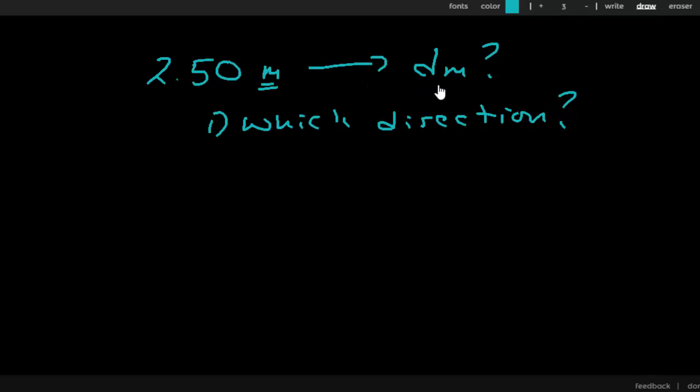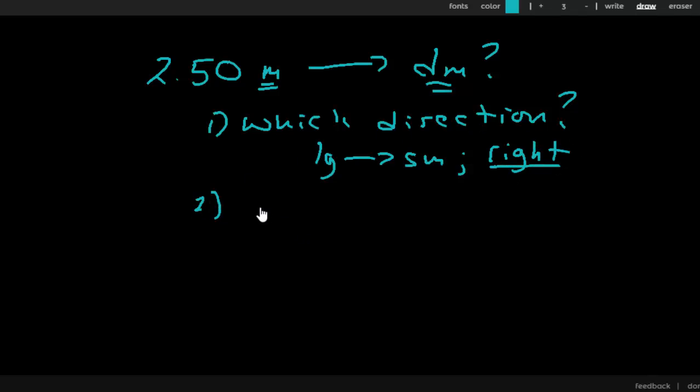All right, so I need to look at this. There's meters, there's decimeters. Meters is bigger than decimeters. So I'm going from a large to a small measurement. So when I go from large to small, that means that I'm going to be moving the decimal point to the right. So there's my first answer.